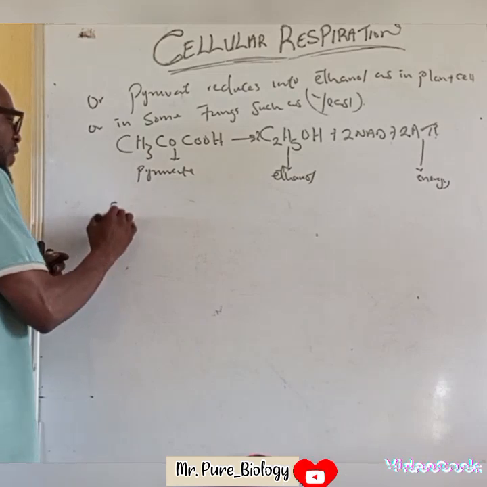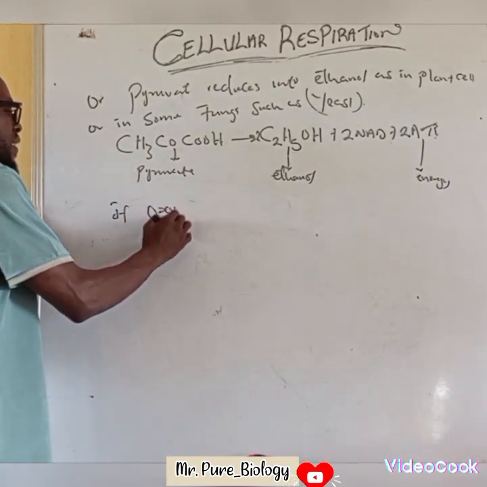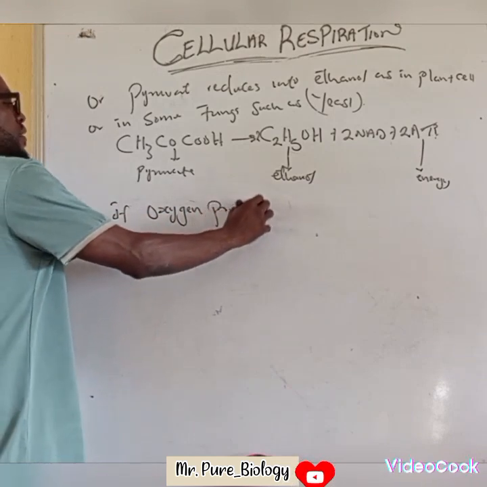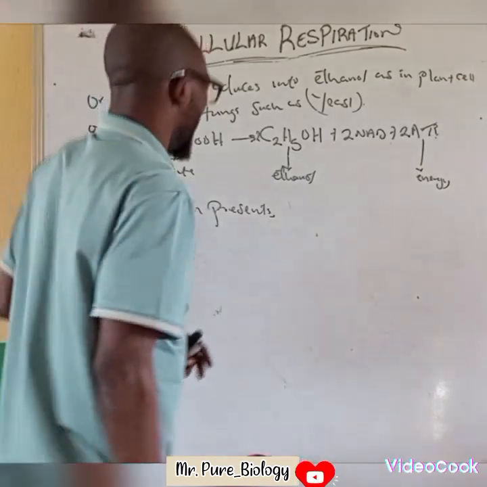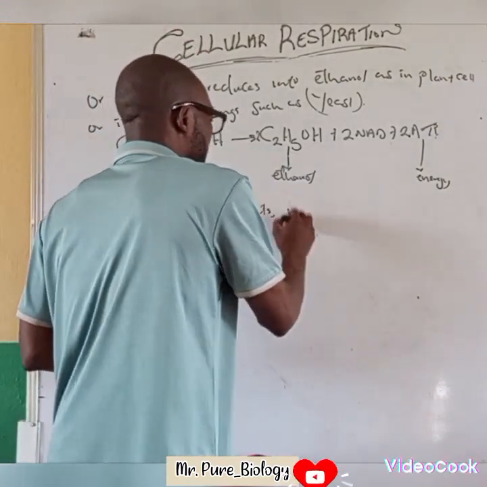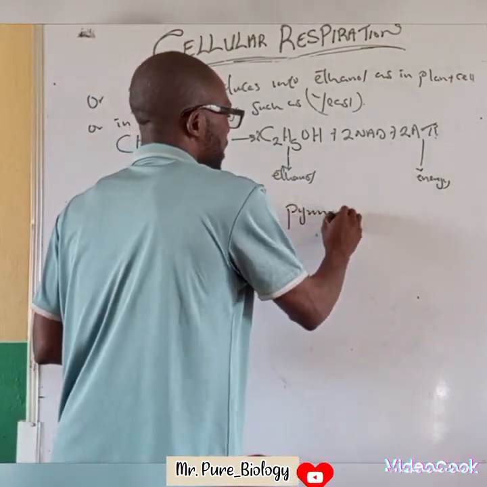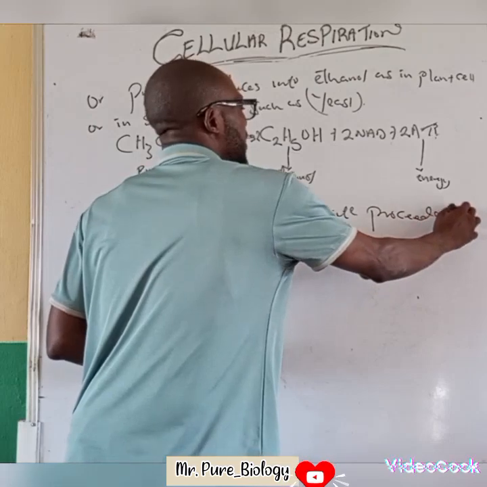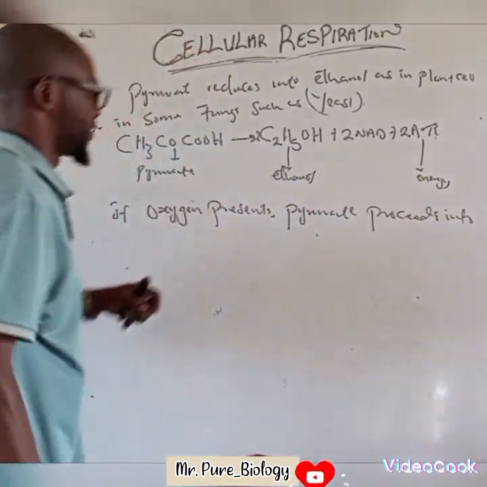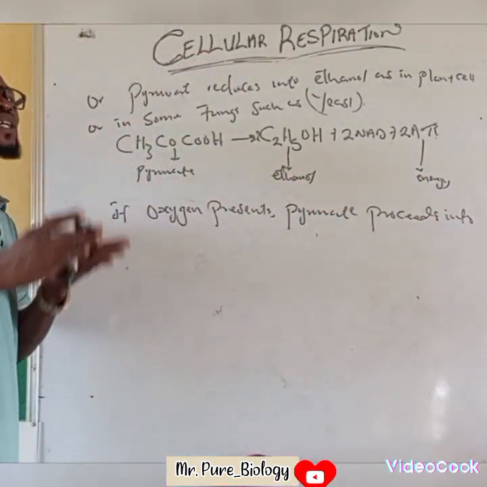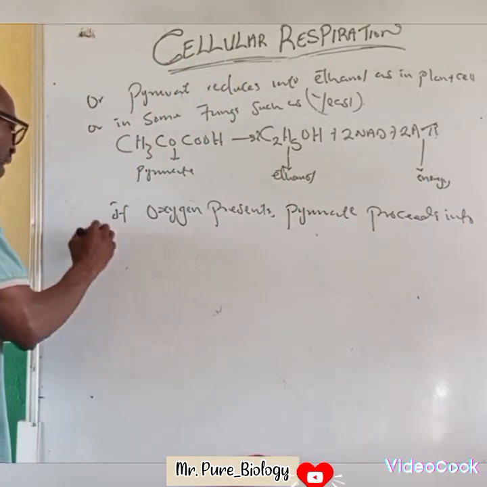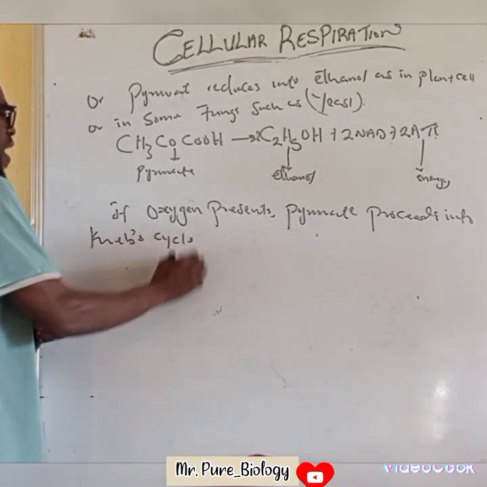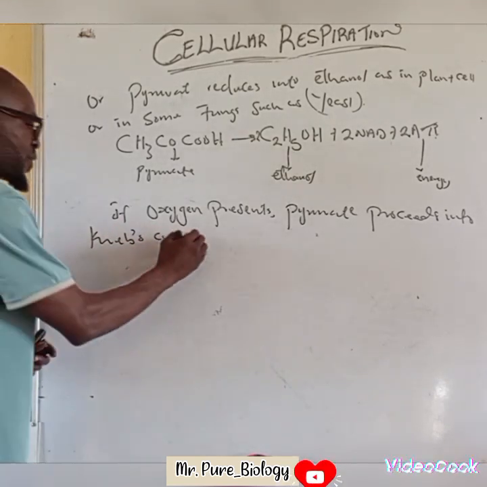Let's look at it now. We say if oxygen is present, we say pyruvate proceeds into the second stage of aerobic respiration, which is Krebs cycle. It proceeds into Krebs cycle as the second stage of aerobic respiration.